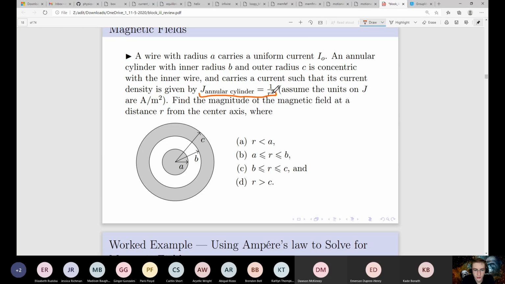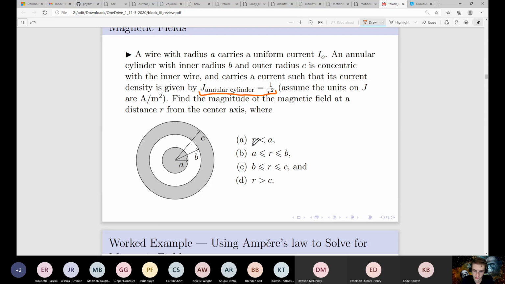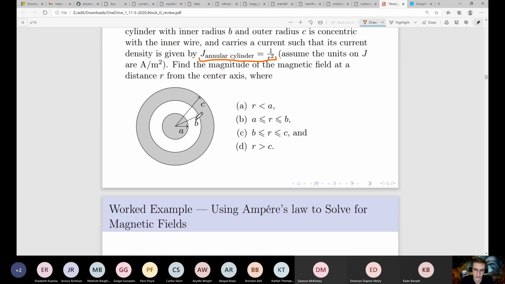But regardless, we need to find the magnitude of the magnetic field using Ampere's law at a distance r from the center axis. In part A, we want r less than a, so we want it in here. For part B, we want r in between a and b, so in this hollow section right there. For part C, we want our Amperian loop to be nested inside the annular cylinder. And for part D, we want it all the way outside.